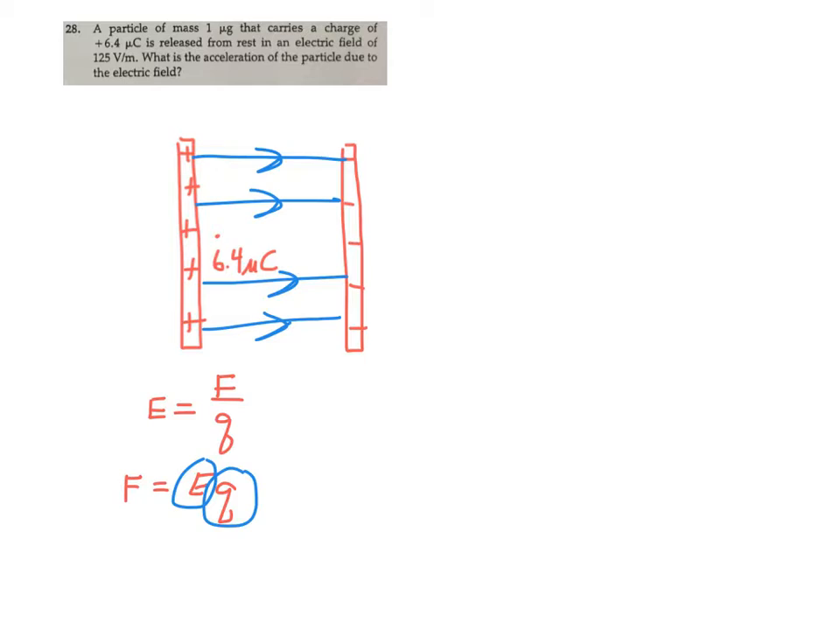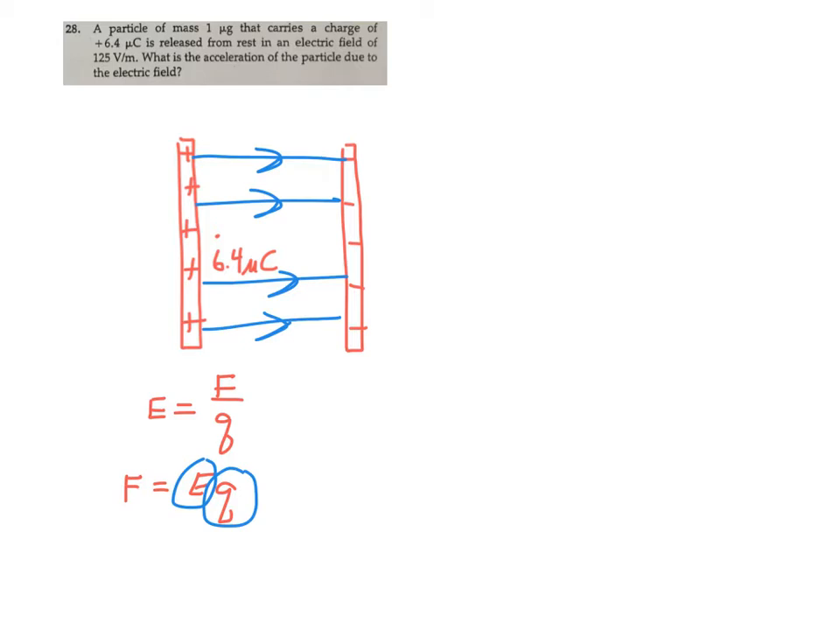If you plug in standard form, you want to convert the charge from micro to regular coulombs, so it'll be 6.4 times 10 to the negative 6th coulombs. That's what you'll plug in for the charge. And the E field is 125 volts per meter. That's just plugged in straight like it is. That'll give you the force in newtons.